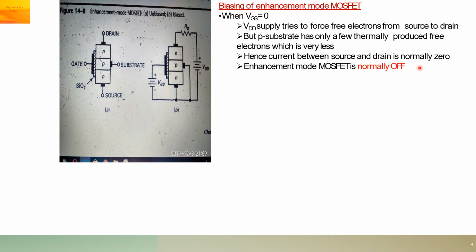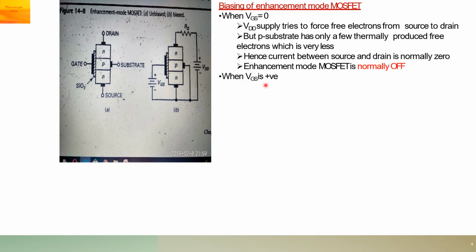Now biasing of enhancement mode MOSFET. When VGS is equal to 0, the VDD supply tries to force free electrons from the source to the drain. But the P substrate has only a few thermally produced free electrons, which is very less. Hence, current between the source and the drain is normally 0. Hence, we say the enhancement mode MOSFET is normally off.